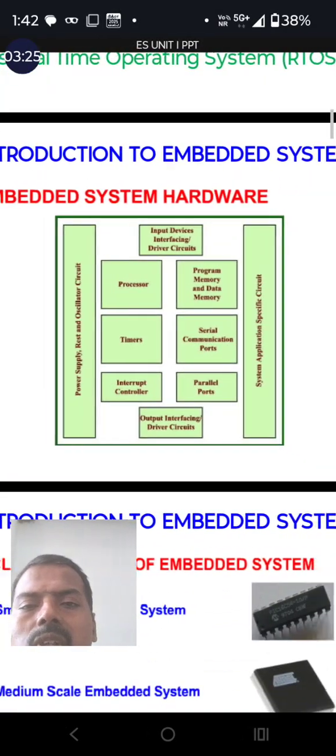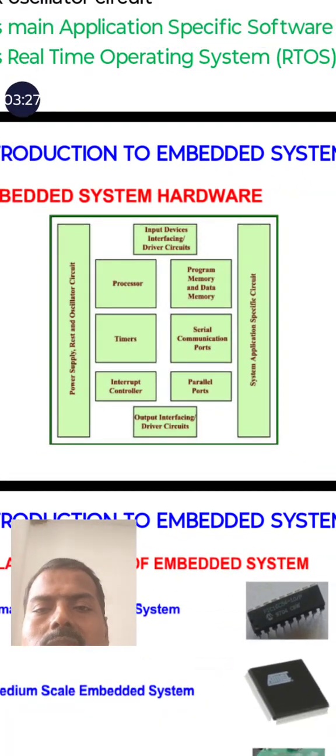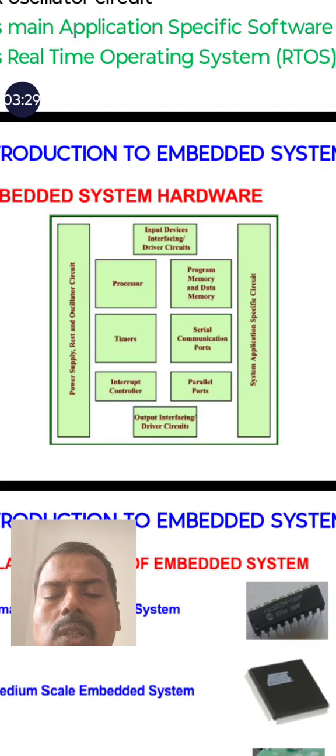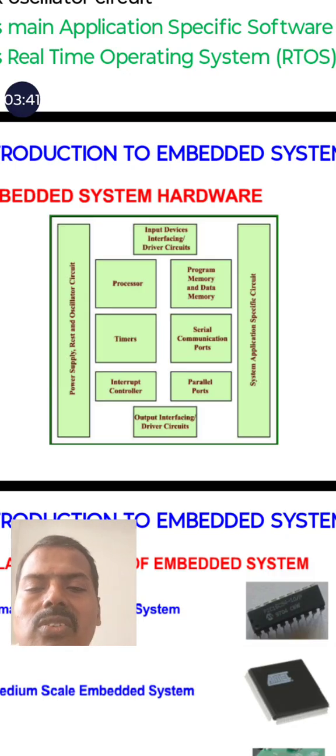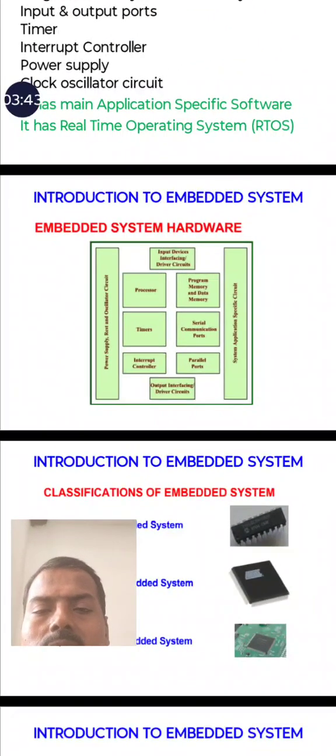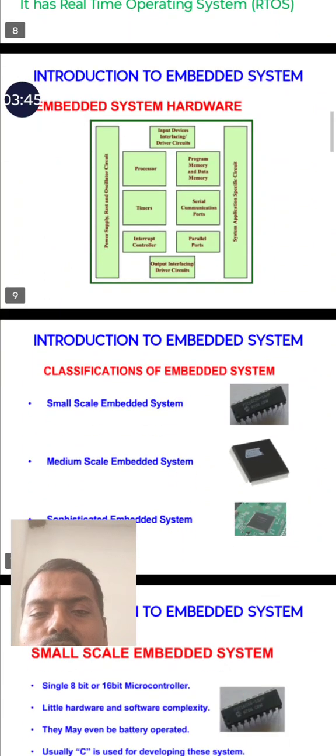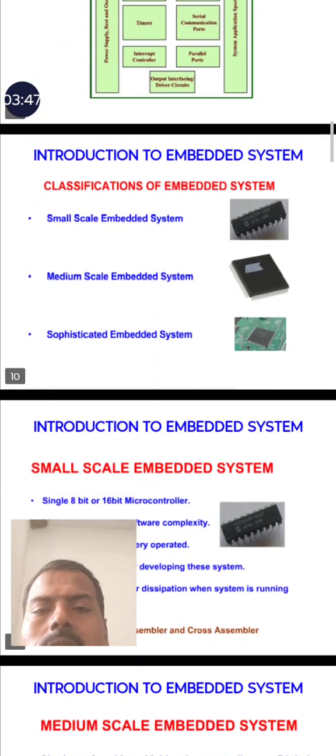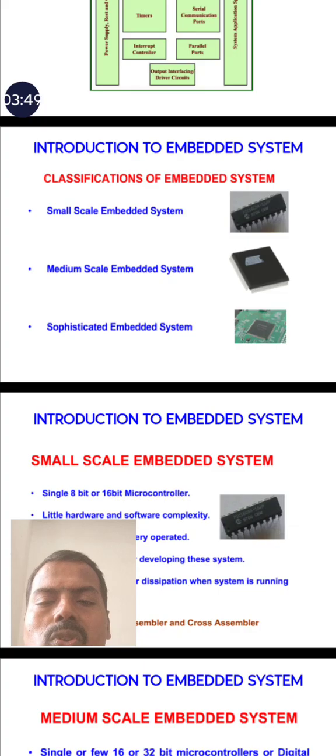These are the hardware units or functional building blocks of the embedded system: the processor, timer, interrupt controller, ports, communication port, input-output devices, power supply, oscillator circuit and system application specific circuit. It is very important for easy understanding of the embedded system. Then the classification is also very important for understanding the operation of the embedded system.